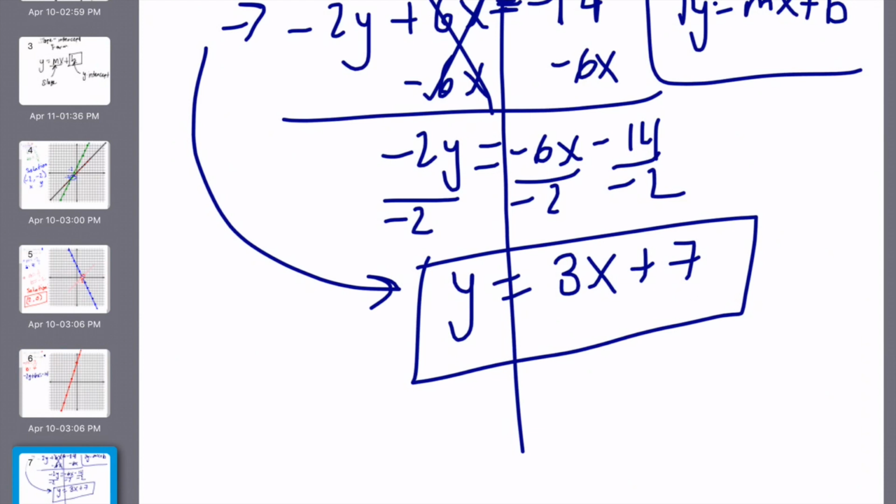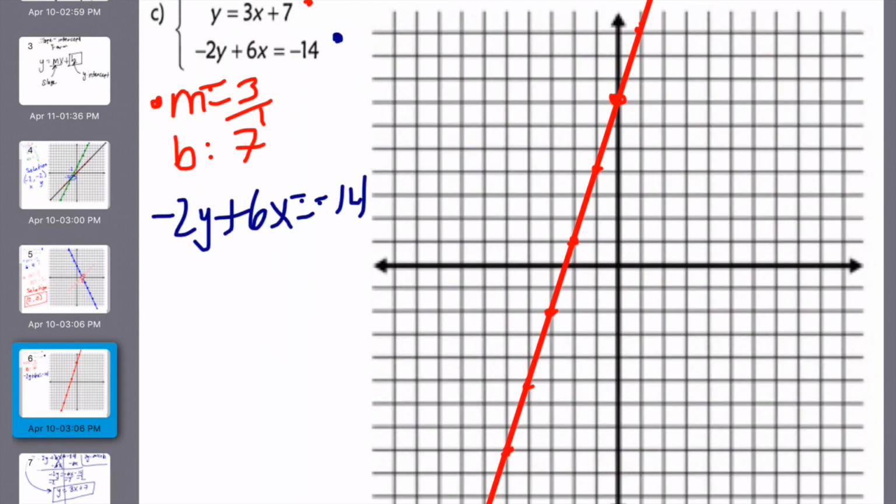But I'm going to use this equation written in slope-intercept form to help me graph just because it's a whole heck of a lot easier for me to graph with this. So I'm going to go back to my other slide and write that down. So y equals 3x plus 7. And I am going to use that to graph. So I go up 1, 2, 3, 4, 5, 6, 7. Up 3 to the right 1.